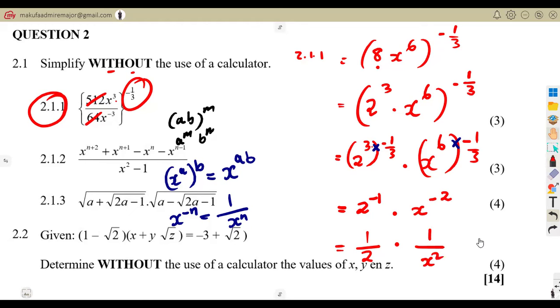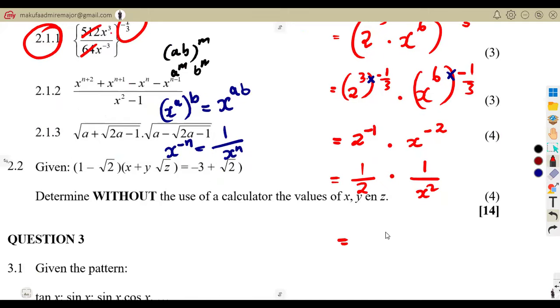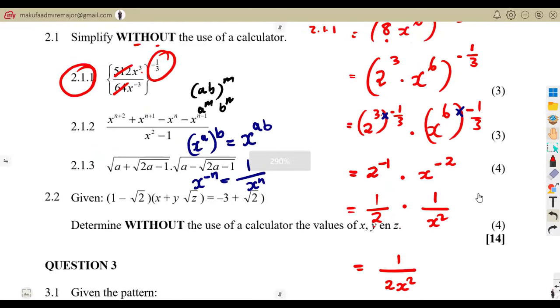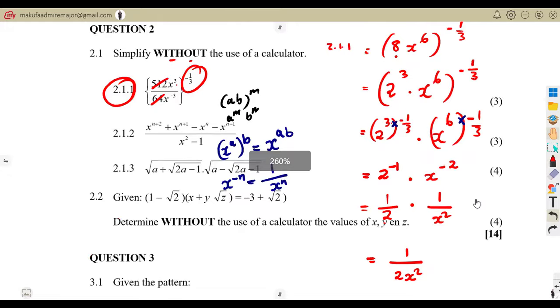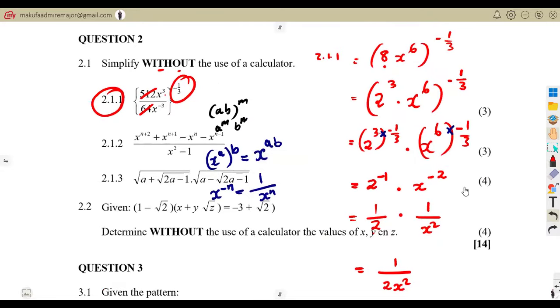All right. So we've got 1 over 2 and 1 over x squared. But this can be combined, numerator to numerator and denominator to denominator, which is 2x squared. So this is what you're going to have. As you can see, this is in the simplest form. There's nothing that we can do at this stage. This is the simplest form that we can ever have.